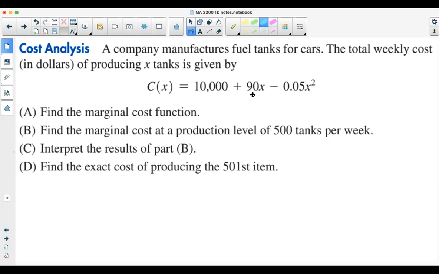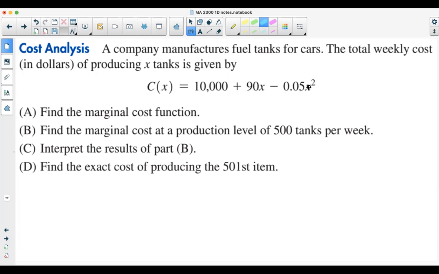$90 per one thing made. But the last portion is the benefit of producing a larger quantity. So if I make 10 instead of 1, because of the efficiency, I'll be able to reduce my cost a little bit.